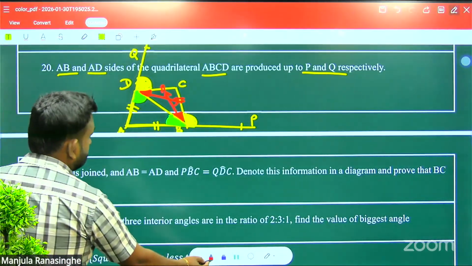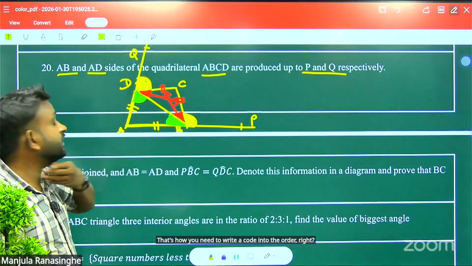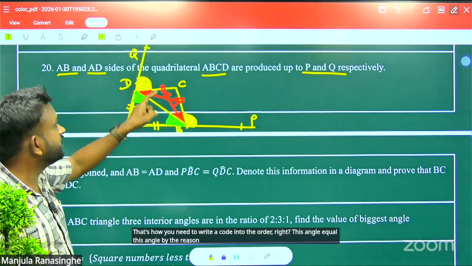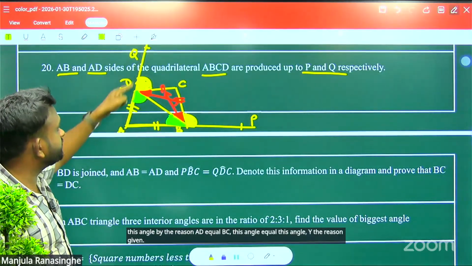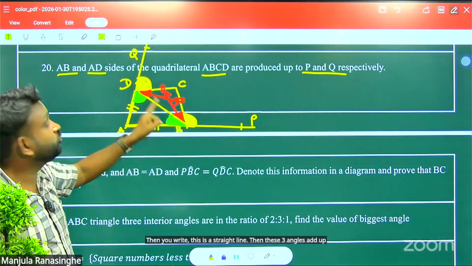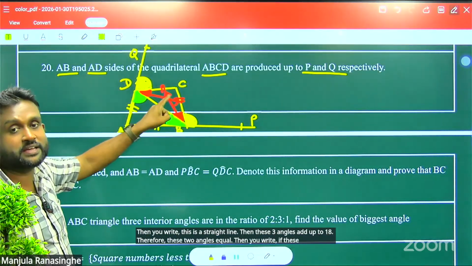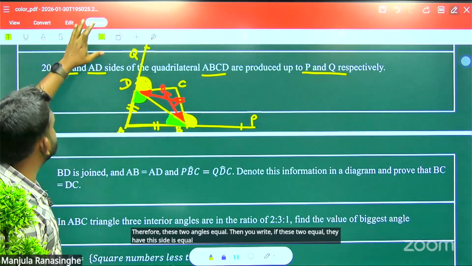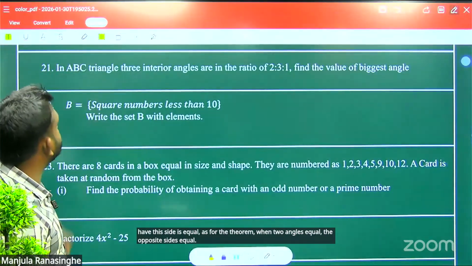Right, that's how you need to write it according to the order. This angle equals this angle, why, the reason? AD equals AB. This angle equals this angle, the reason? Given. Then you write this is a straight line, so these three angles add up to 180, therefore these two angles are equal. Then you write if these two are equal, these sides are equal as per the theorem. When two angles are equal, the opposite sides are equal, right?